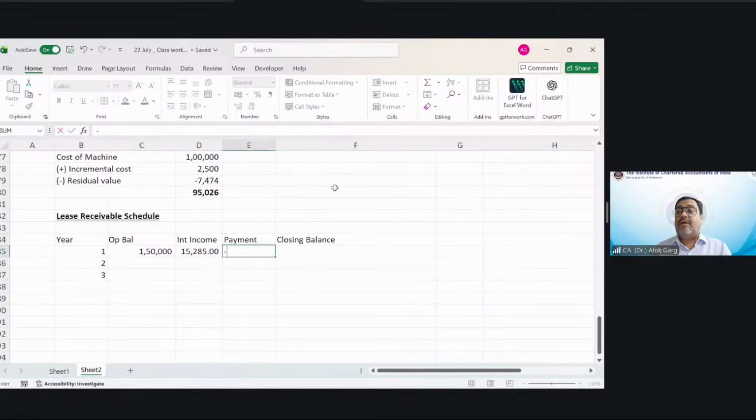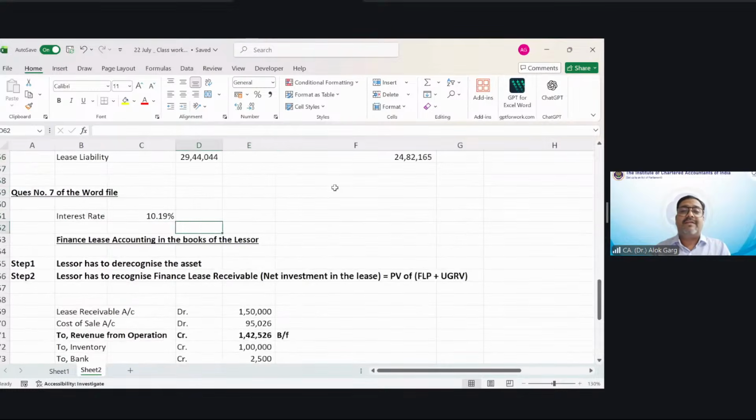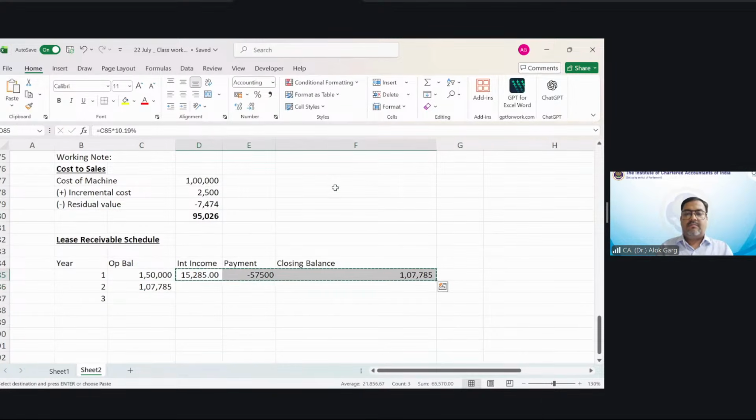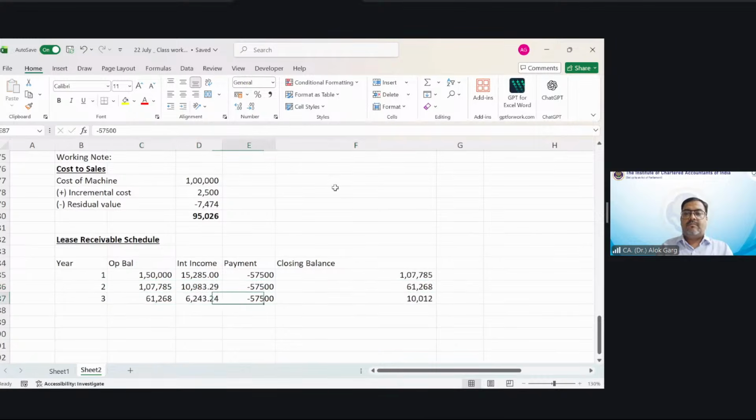Then there is a payment. How much payment is given in the question? 57,500. Lease payment, 57,500 per annum. This is what is given in the question. 57,500 minus 57,500, right? So why this is 10,012? So at the end, 10,000 rupees are also going to be received, na? So this 12 rupees is a rounding difference, right? You can just do this thing. Okay, this is the lease receivable schedule.